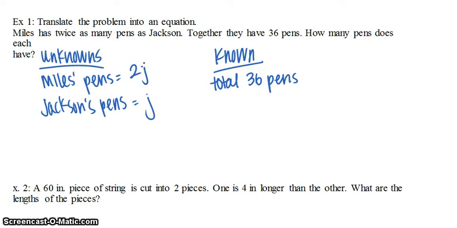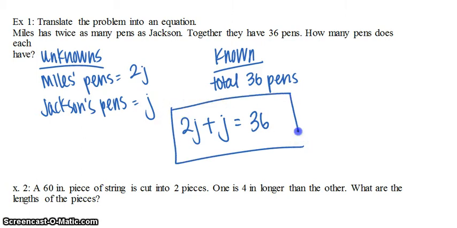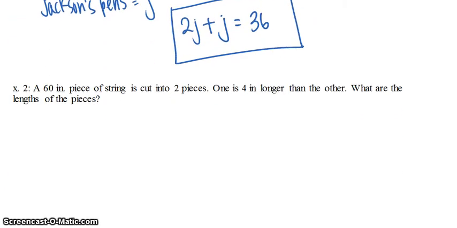So now we need to actually write an equation. We know that Miles has twice as many pens as Jackson. Together they have 36, but how many does each have? However many pens Miles has, which is 2J, plus however many pens Jackson has, which is J, will equal the total of 36 pens. And that's all we have to do. You might be able to simplify it and solve it, but that's not what we're doing. We're just setting it up. So there you have that. We're going to do the next one.